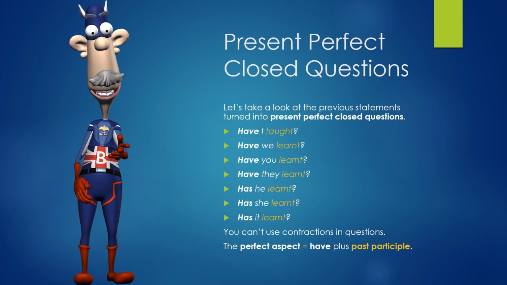Present perfect closed questions. Let's take a look at the previous statements turned into present perfect closed questions. Have I taught? Have we learnt? Have you learnt? Have they learnt? Has he learnt? Has she learnt? Has it learnt? You can't use contractions in questions.